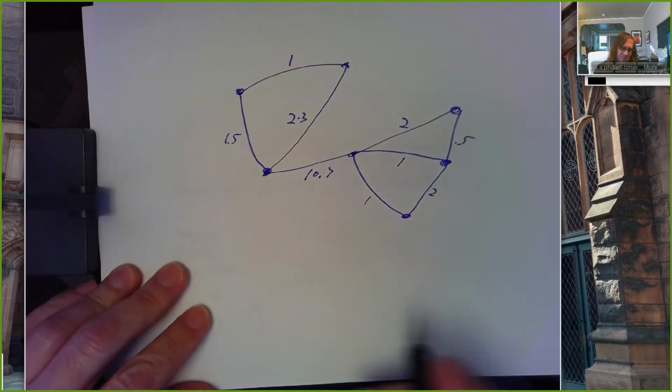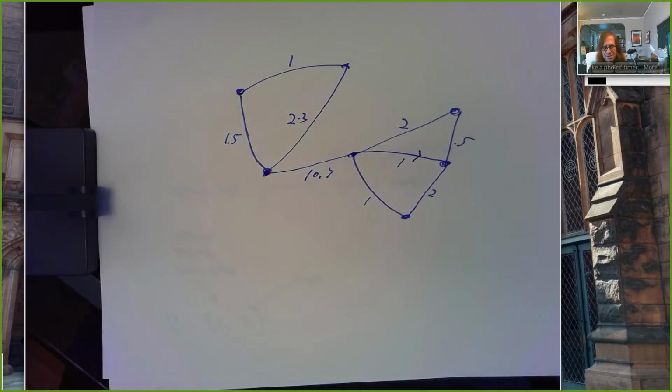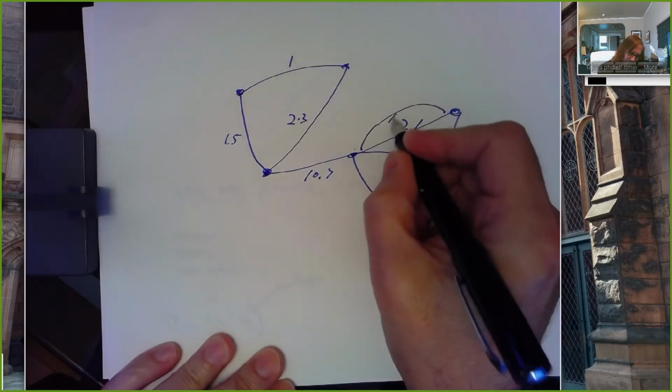And in our town example, if there were one-way streets, maybe this street is one way, this could be a directed graph. And maybe all of these are two-way, and so on.